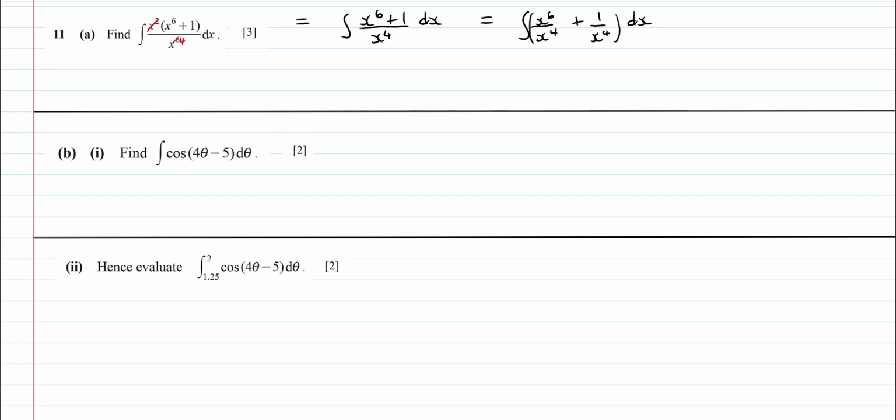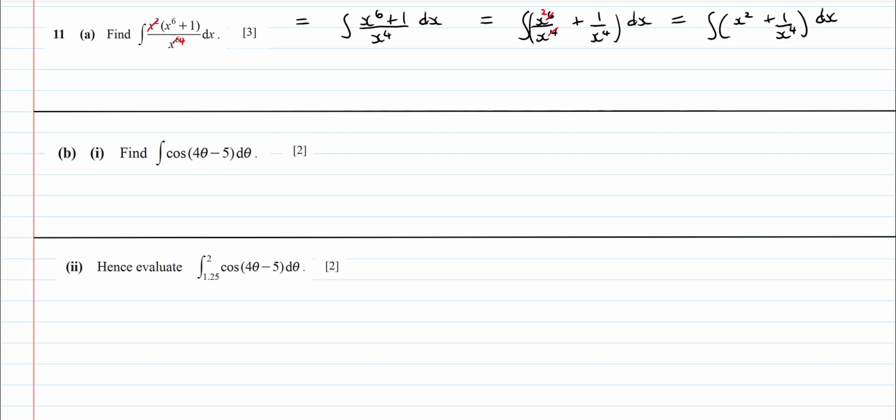And we can simplify this part here. So that 6 will cancel down and we'll get x squared plus 1 over x to the 4. So that equals then the integral of x squared plus 1 over x to the power of 4.